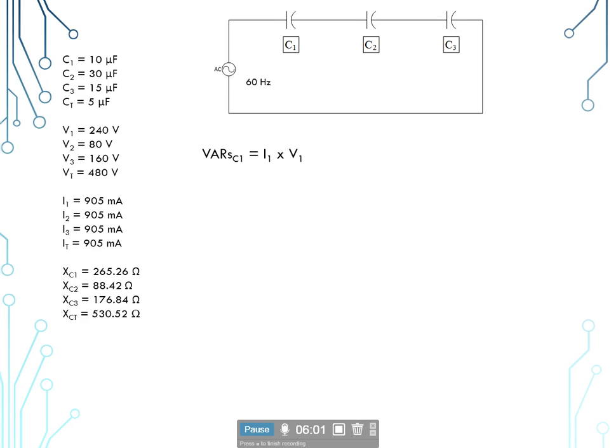And now we're looking for VARs. You notice we're not using P, we're using VARs. VARs simply stands for volt-ampere reactive, and it is sometimes called wattless power, especially if it's a purely capacitive circuit, because you'll have the same power pulses going positive as going negative, and they cancel themselves out, so there's really no real power. And so VAR sub C1 is equal to I sub 1 times V sub 1. So the power formula is still the same one.